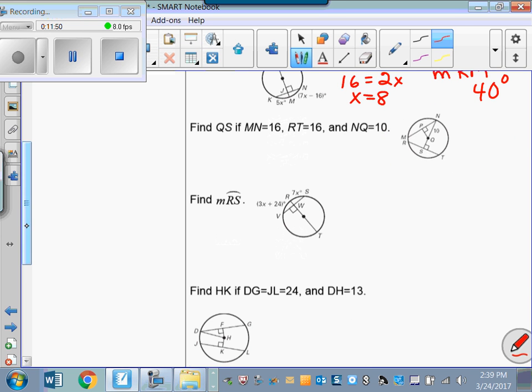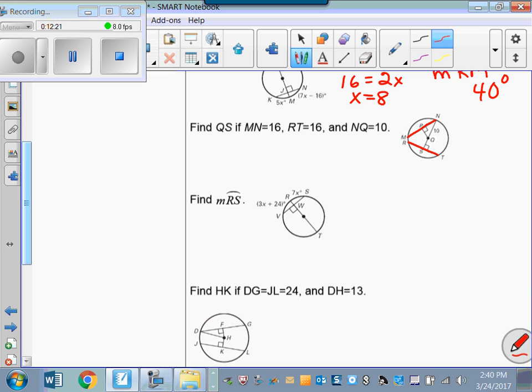Okay, how about the next one? QS. MN is 16. Okay, RT is 16. So right there I'm going to stop and say, I've got congruent chords. Everything I know: those chords are equidistant from the center. I also know that arc MN is congruent to arc RT. I don't know if I need all that, but that's what I do know.